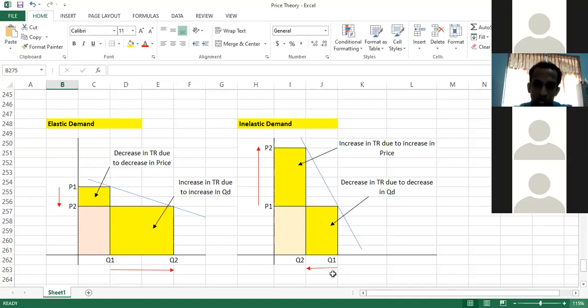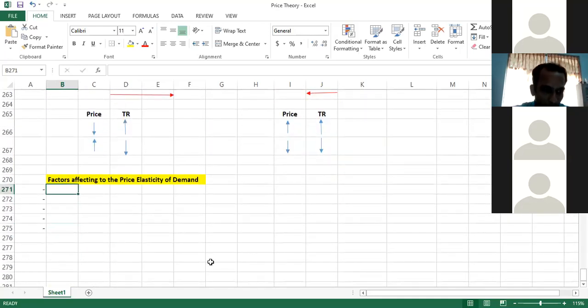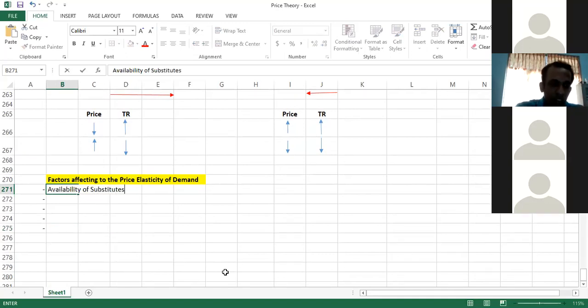Very small. When we compare the increase in price, there is maybe a very small decrease in quantity. Why? Because there are no options, there are no substitutes, right? Therefore, what is the main factor affecting the price elasticity of demand? Availability of substitutes. That is the main factor affecting the price elasticity of demand.